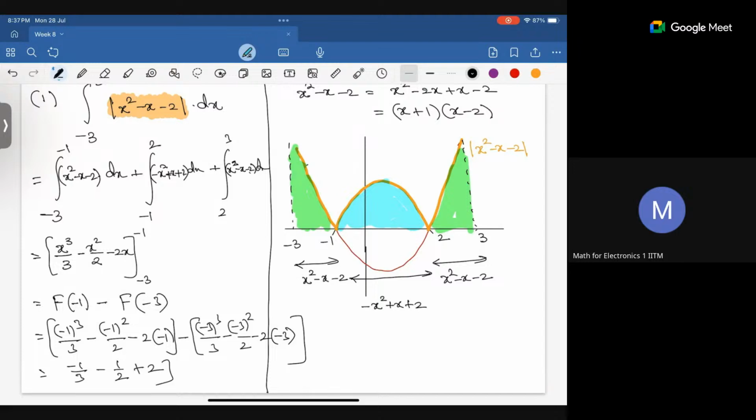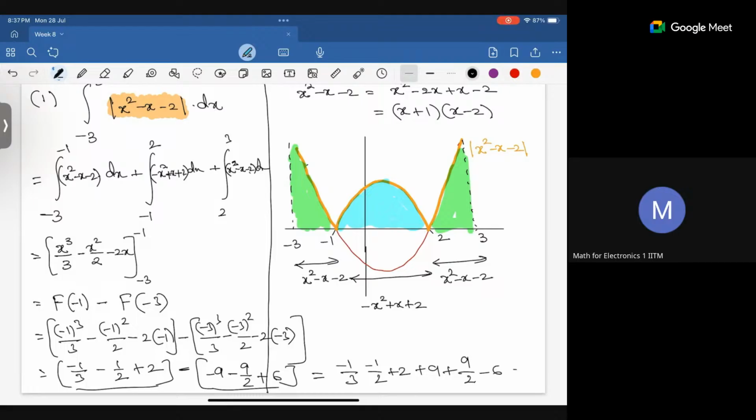And on the other side, there is minus still here. This is minus 3 whole cube, which is minus 27 divided by 3, is minus 9. And then minus 3 whole square is 9, so 9 by 2. And then minus 2 times minus 3 is plus 6. If you want, you can evaluate this and this separately and then take the minus, or you can combine all of them together. Both work. So this will simply be minus 1 by 3, minus 1 by 2, plus 2, plus 9, plus 9 by 2, minus 6.